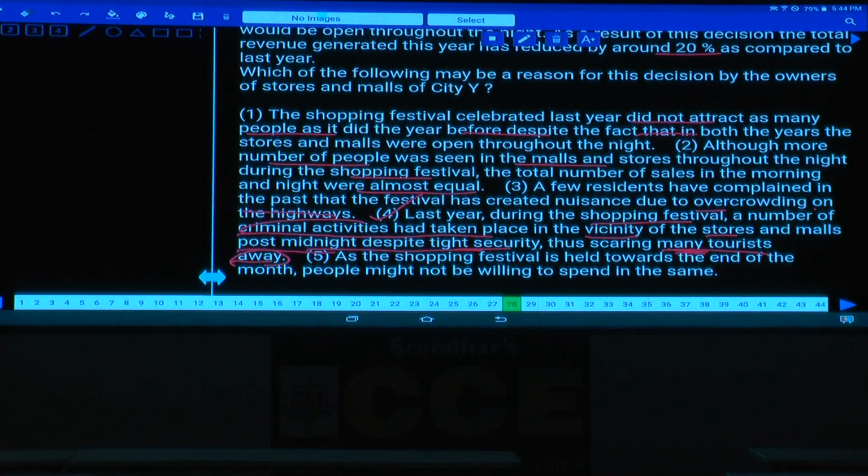Why were many tourists absent here? Because they were away from this shopping mall. Why? Because post midnight there were many criminal activities and they were scared by this, hence the number of people is coming down, hence they have closed by this time. Clear now? Hence choice 4 is the answer, 28.